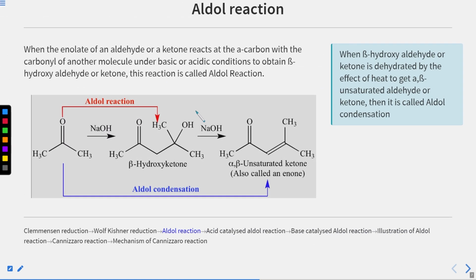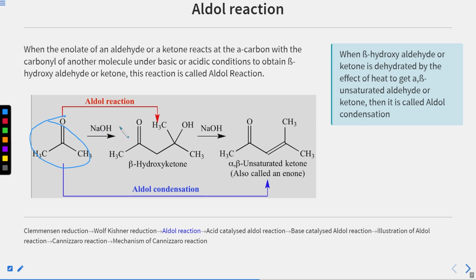Next we have the aldol reaction. This is the most popular name reaction that you must have heard in the class 12 organic chemistry. So what happens in this reaction? Basically, what do we do? First of all, we take an aldehyde or a ketone.